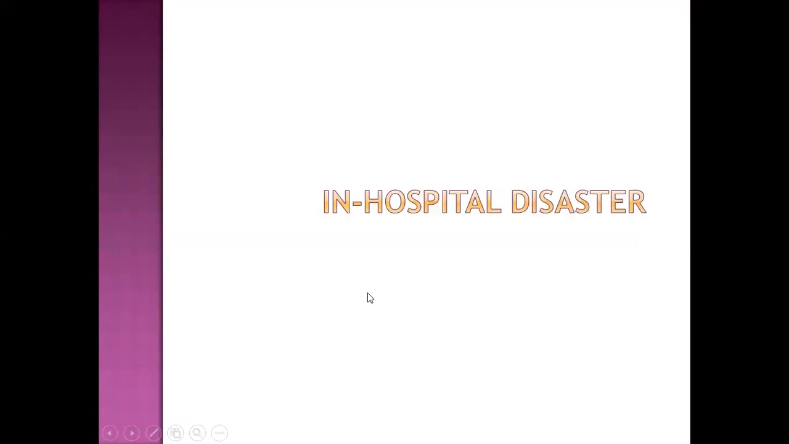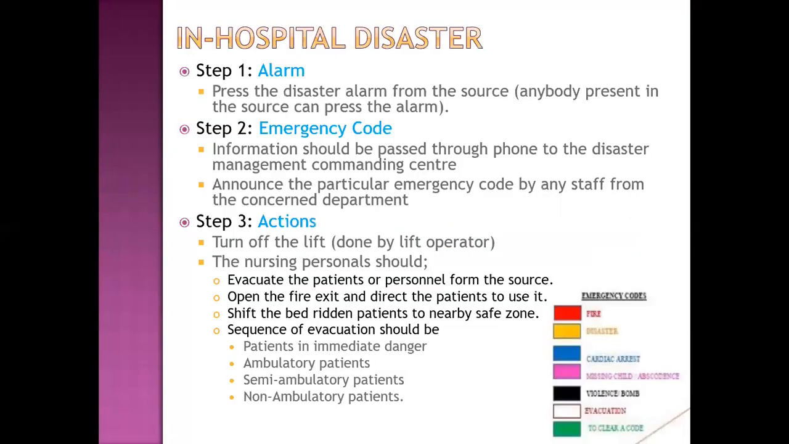And now brief about in-hospital disaster. So various steps include alarms stage. So it is the pressing of disaster alarm from the source. Then emergency classification of the in-hospital disaster, and this include red color for fire, orange color for disaster, then cardiac arrest, then missing child or absconding child or abduction, then violence, bomb, evacuation. So these are various emergency codes.